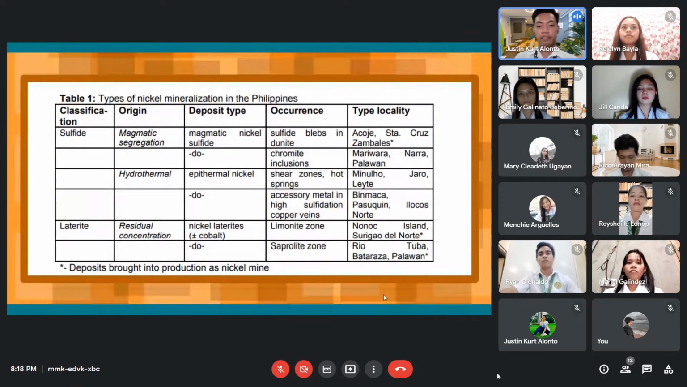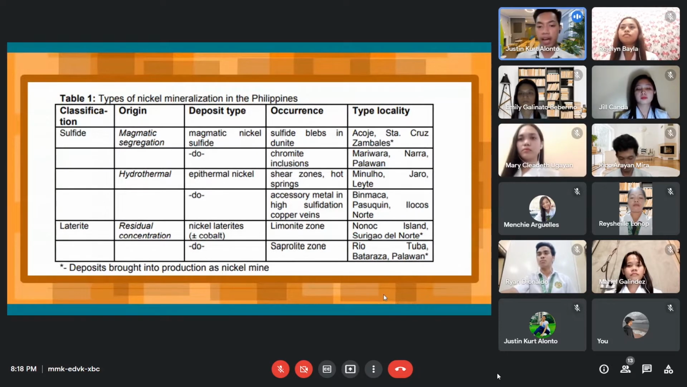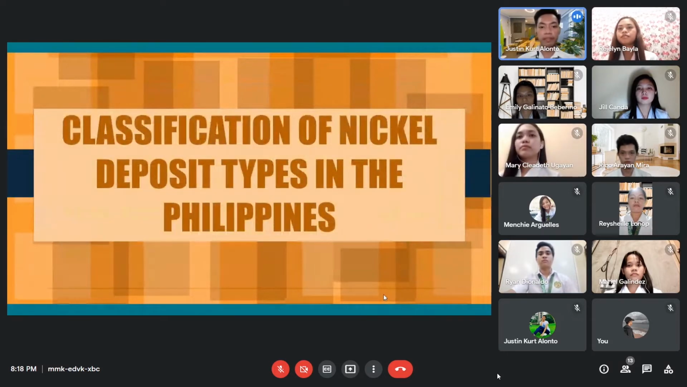The attractiveness of the Philippines for nickel mining lies not only in its large nickel resource base, but also in its byproducts. Nickel sulfide deposits are associated with copper, gold, and platinum group metals, while nickel laterite deposits contain appreciable amounts of cobalt. This huge potential of nickel mining in the Philippines contributed to the successful operation of many mines for long periods. Next, we have the presentation of the classification of nickel deposit types in the Philippines.